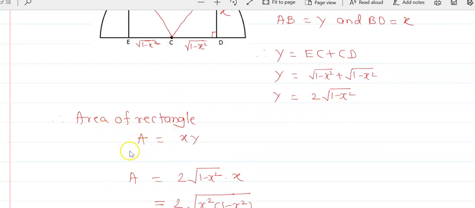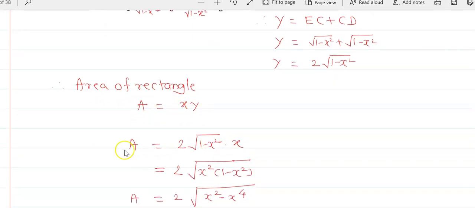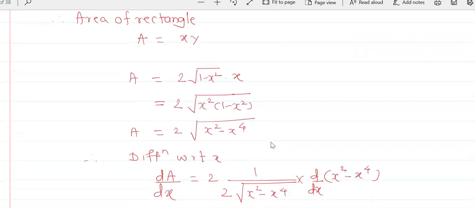Area of the rectangle A = x into y. A = 2√(1 - x²) into x. And now we'll find its value. This x is outside the radical sign. When it comes inside, it becomes a square.